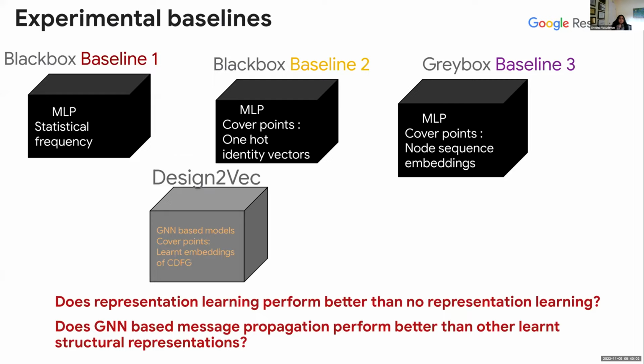So going to the experiments, we had three different baselines for design2vec. Design2vec is the model with all of the structure and the architecture built in, as we've talked about so far. We wanted to answer two different questions here. First of all, does representation learning perform better than no representation learning? Why do we have to answer that question? Well, if we never did any of the graphs, or the natural language based source code representations, would we still get the same benefit from using deep neural networks as we do now?